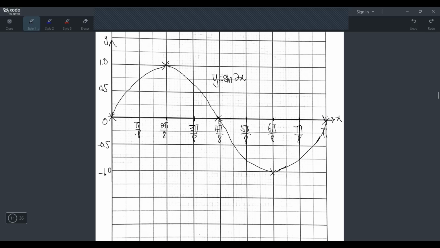So if you look at this, half of pi is here. It means definitely it's here, right? And then half of this is here. So this will be where the maximum value, the maximum point is. And then the minimum point will be here, right?